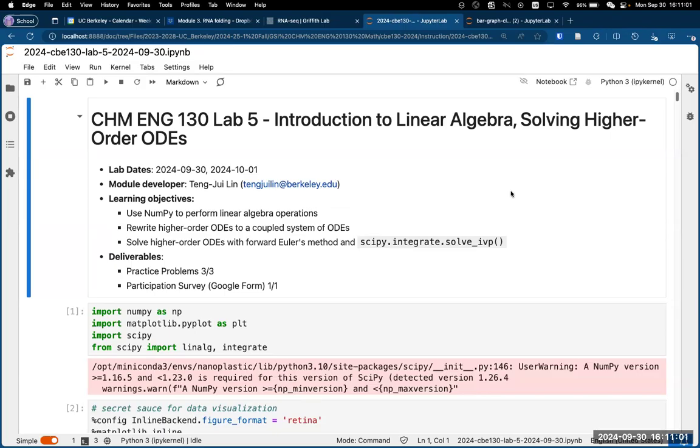Hi, everyone. Welcome to Lab 5. This lab is on linear algebra and solving higher order ODEs, and this will be relevant to your current homework 5. This lab will not be on the midterm. The midterm will be on labs 1 to 4.